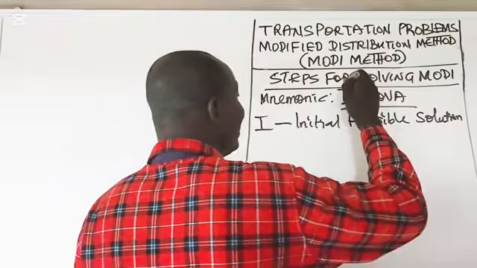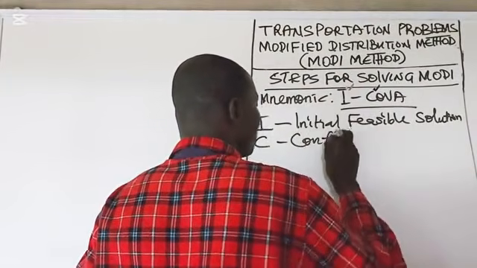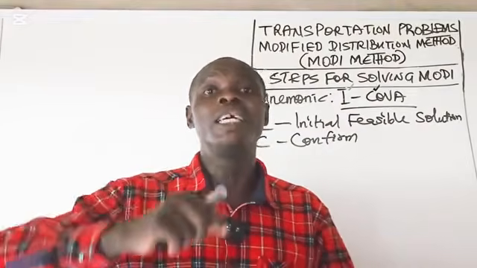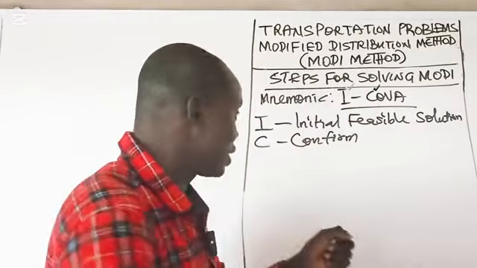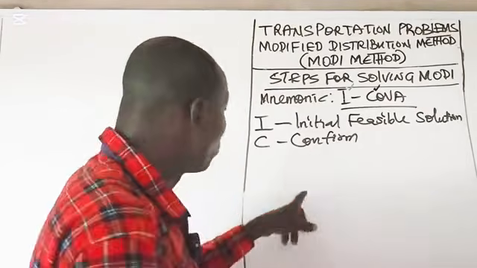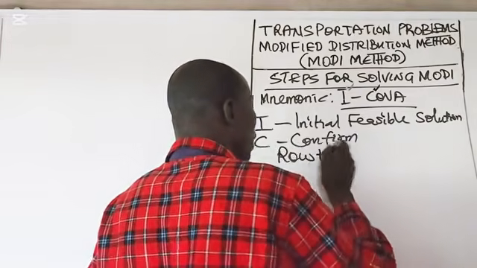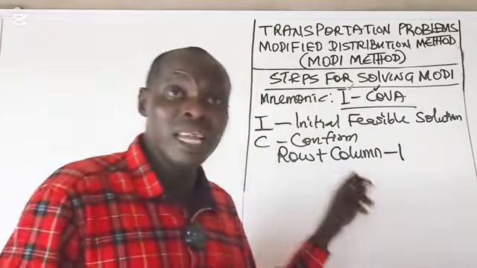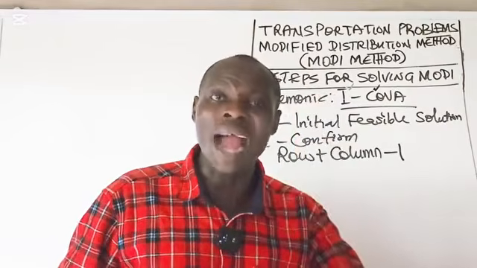The next letter after I is letter C. C stands for confirm. Confirm if the row plus column minus 1 equals the number of occupied cells, the cells you've assigned values to. If you sum up the rows and columns and subtract 1, it will equal the number of cells you've assigned value to.